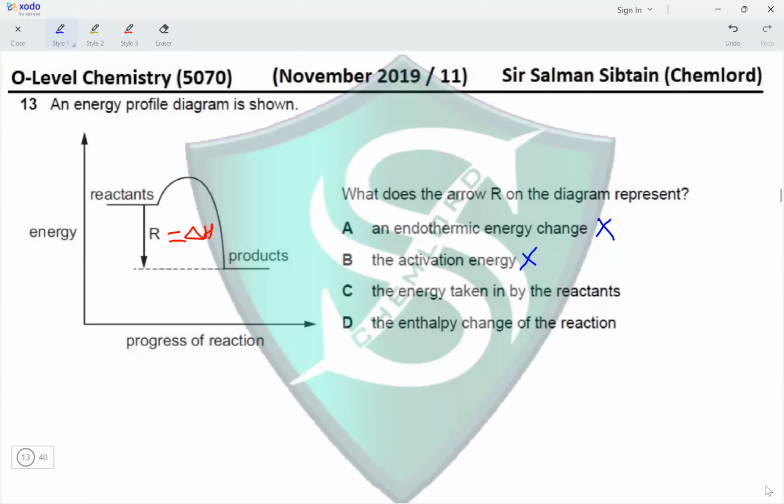No, the activation energy is represented by a line from the reactants till the maximum energy state known as the transition state. This is activation energy, not R. The energy taken in by the reactants. Taken in means it would be endothermic. This is the energy given off by the reaction. So D says the enthalpy change of the reaction. Yes, this is delta H, making option D the correct option for this question.